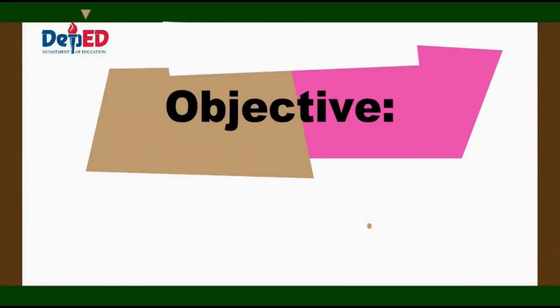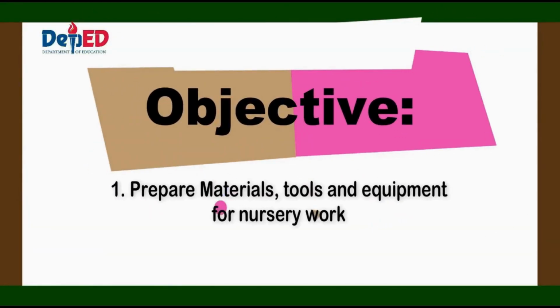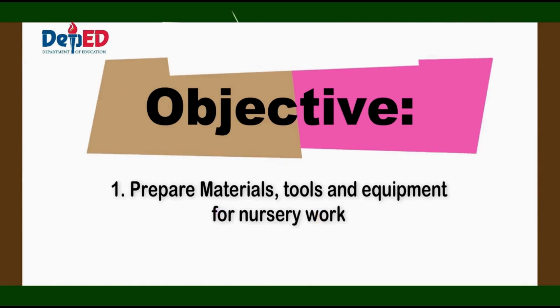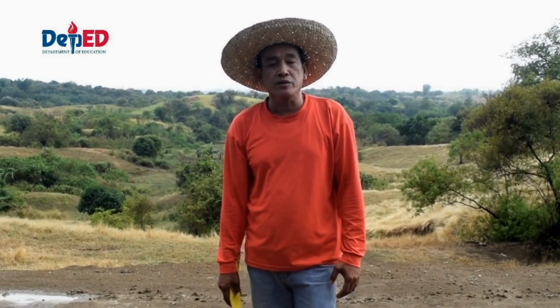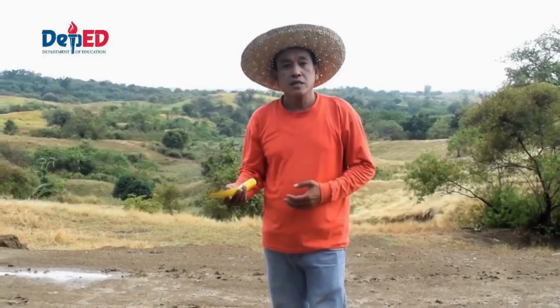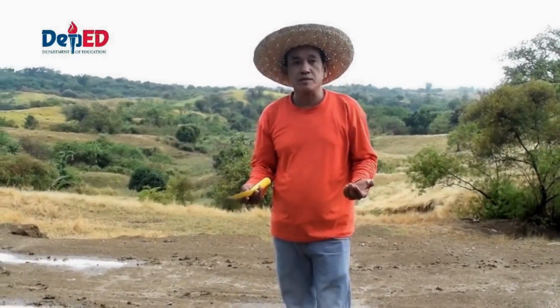This is our objective 1.1. Prepare materials, tools, and equipment for nursery work. We will tackle also the uses or functions of materials and tools, equipment, and implements.